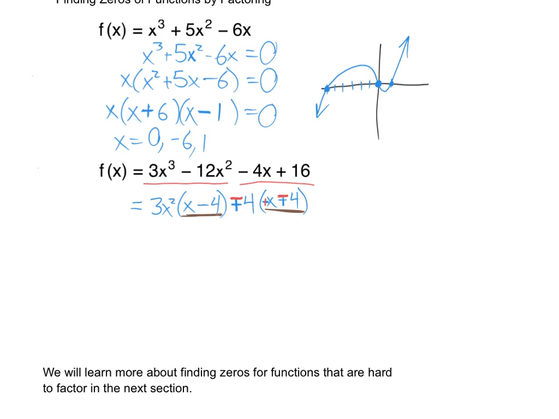Okay? So now, I'm going to take that out as a common factor. So I have an x minus 4 as my common factor here. And then what's left over is the 3x squared and the minus 4 that was there.